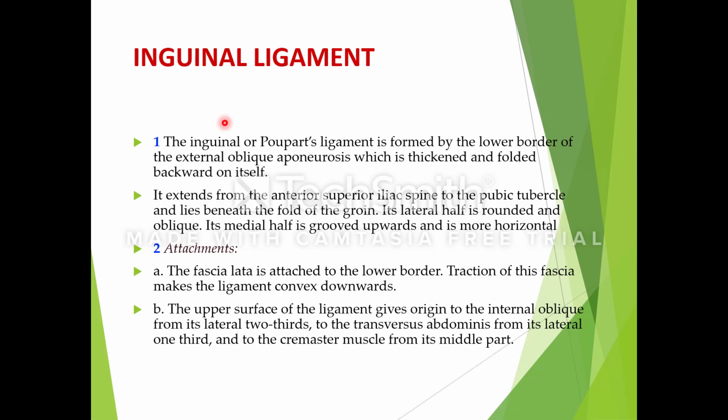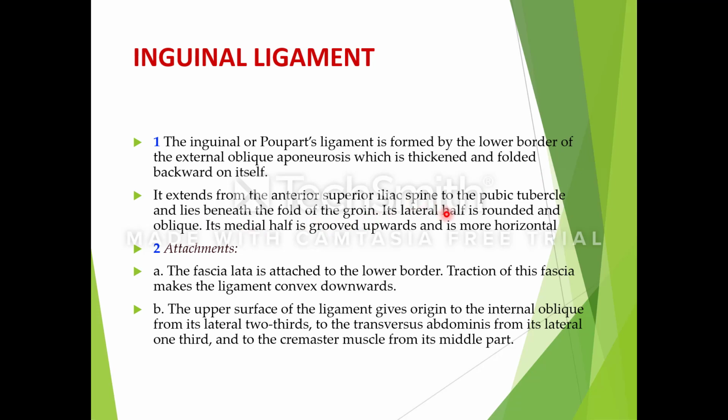Now, what is the inguinal ligament? The inguinal ligament, which is also called Poupart's ligament, is formed by the lower border of the external oblique aponeurosis. This question is very important. It can come in multiple choice questions also, how the inguinal ligament is formed. It is formed by the external oblique aponeurosis when it is thickened and folded backward on itself. What is the attachment of the inguinal ligament? It is attached from the anterior superior iliac spine to the pubic tubercle. This is the extent, and it lies beneath the fold of the groin.